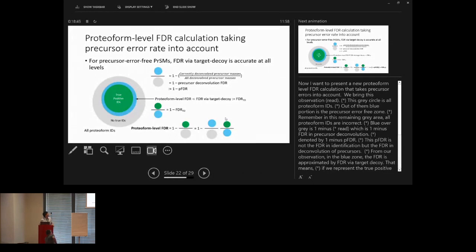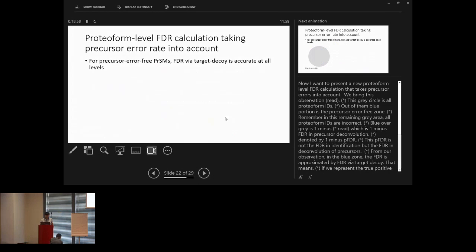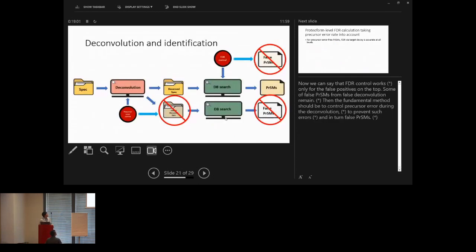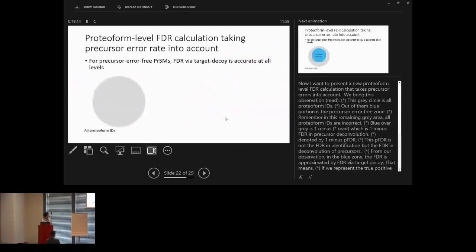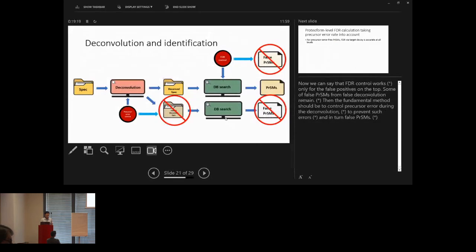Okay, so actually, I didn't assume independence, because if they were independent, I could not draw this. I think in this figure, they are quite dependent, because if a precursor error happens, then every PRSM from that error is false, right? But what kind of independence are you asking about? It's quite unclear. If you go forward on the slide, or we can also discuss it in the break.